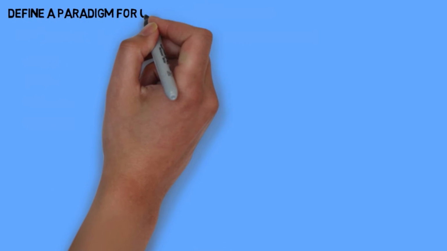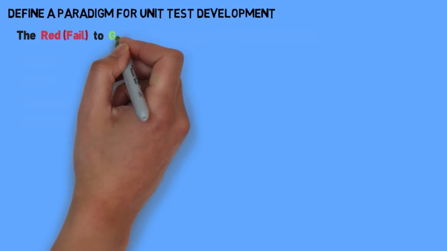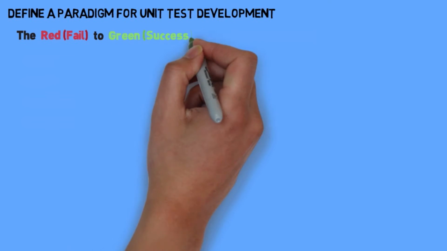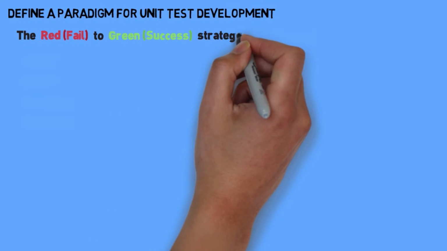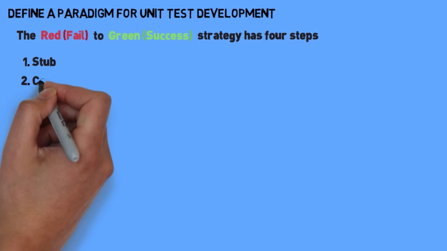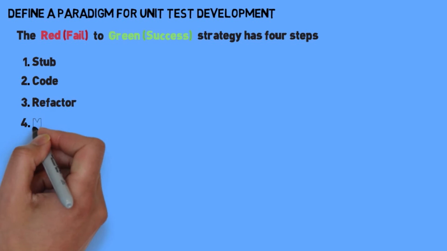Define a paradigm for unit test development. One strategy that is widely used for test-driven development, and that is especially used for agile development, is the red-fail to green-success strategy. There are four main steps to this strategy: stub, code, refactor, and maintain.